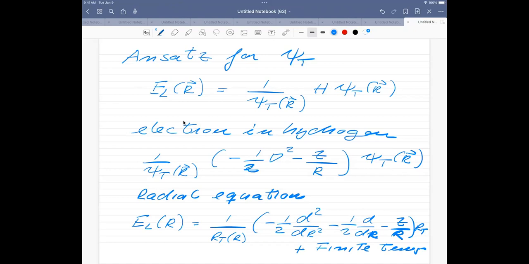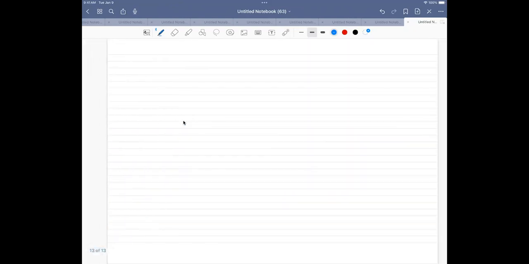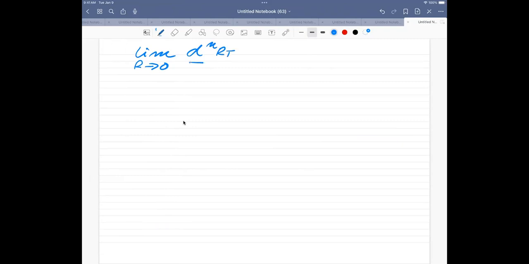Now, if we look at what we have in quantum mechanics, in the limit of r goes to 0, we know that this quantity here is assumed to be finite.